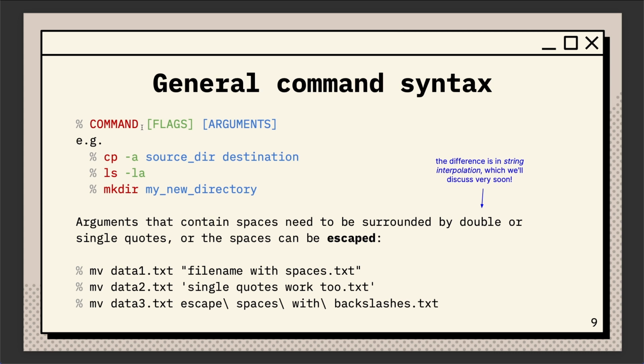So as we see, the command is separated using spaces. And therefore, if we have arguments that contain spaces, the argument either needs to be surrounded by double or single quotes, or we have to escape the spaces. The difference between double and single quotes will be discussed in 2 slides. But for now, just know that if we have, say, a file name with spaces in it, we can surround it with double quotes or single quotes, or we can add backslashes to escape the spaces.